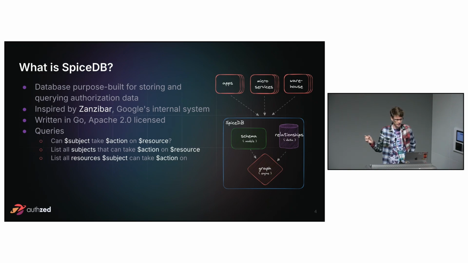What we do is we're an open source database written in Go. It's Apache 2.0 licensed, and we are purpose-built for storing and querying authorization data. So it's not a general purpose database. It's specifically for querying whether a particular user or entity has access to perform an action on another entity.